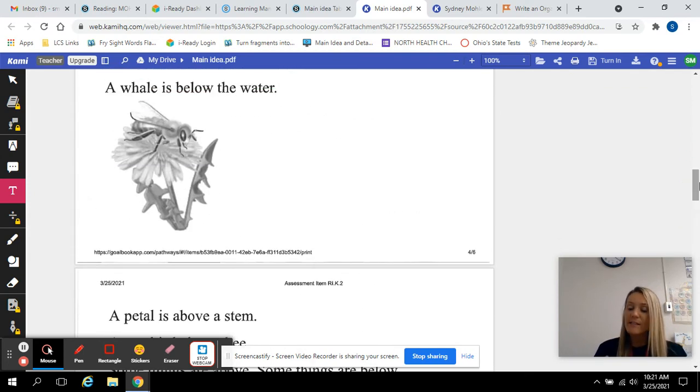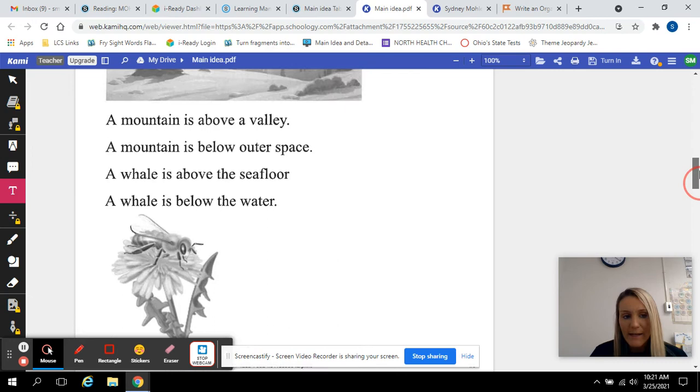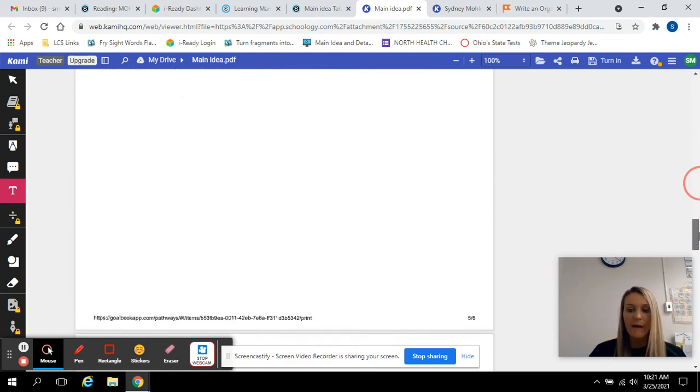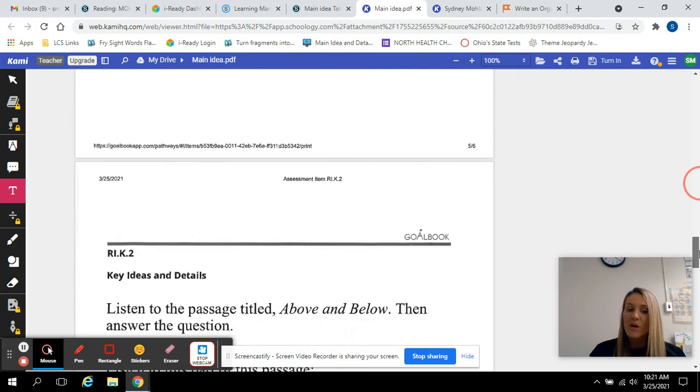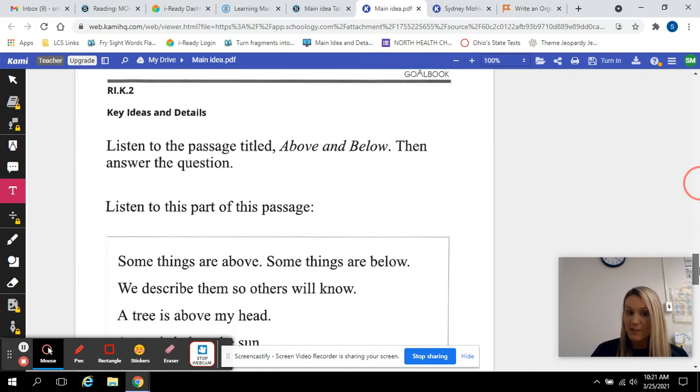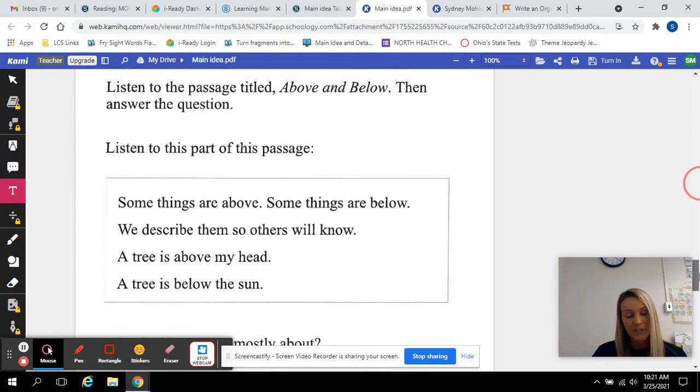So after reading that, ask yourself, what did I just read about? What were some of those words that were used many, many times? They were used repeatedly throughout this whole passage. Okay? So after asking yourself those questions, what was this passage mostly about? So listen to the passage titled Above and Below, then answer the question.